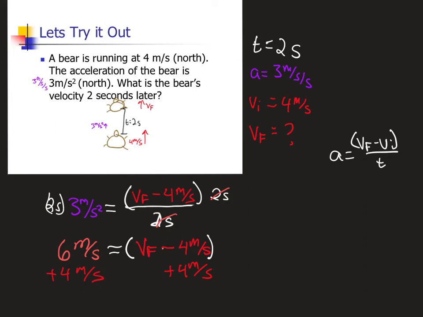And what that's going to do is that a minus 4 added to a plus 4 is essentially going to cancel it out. And now 4 plus 6 tells us that v sub f is 10 meters per second.